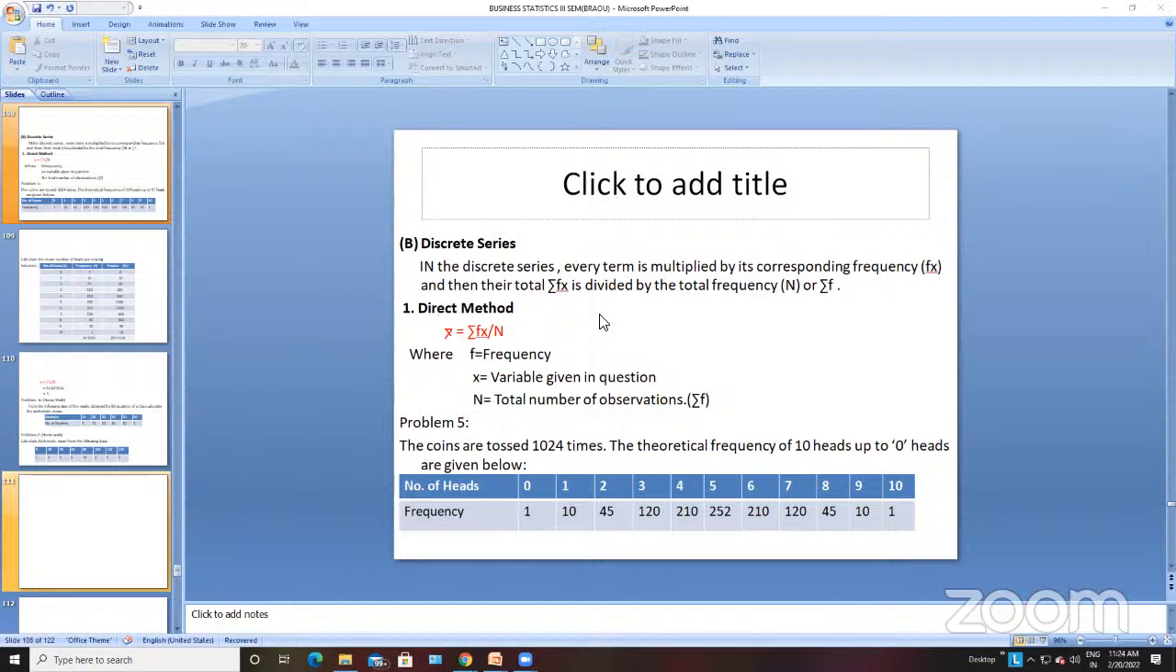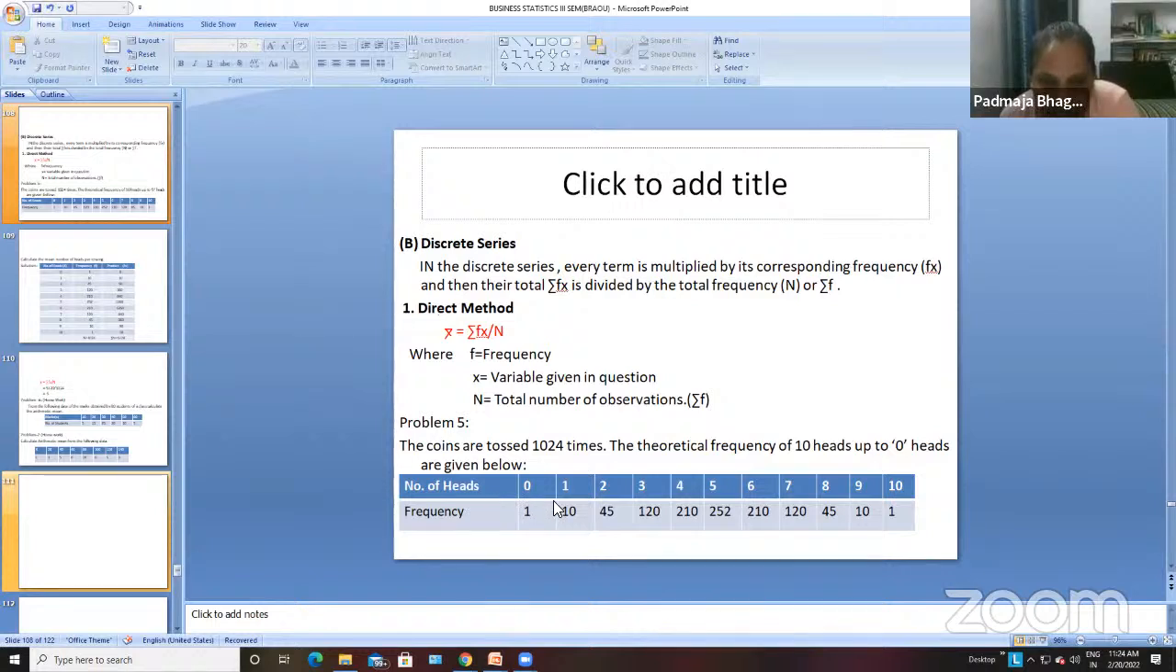Ma'am, I can't understand. Look, this is the number of heads. How was it in the old problem? It was 1, 2, 3, so I said individual series. Here there is 0. When you are getting the 0 or other number, that is not the individual series. That is a discrete series. Understand?